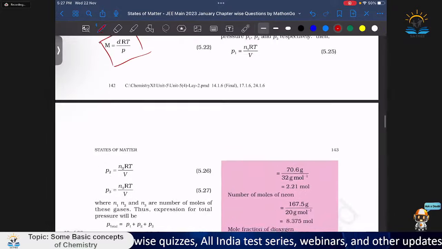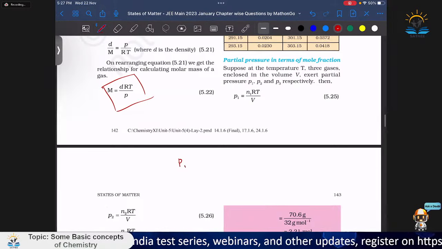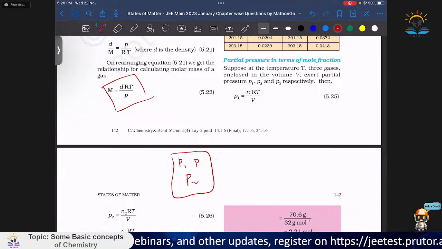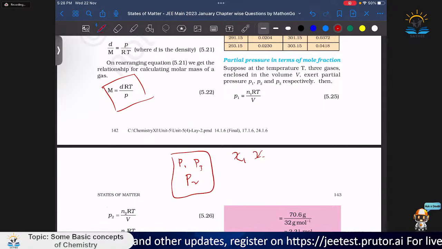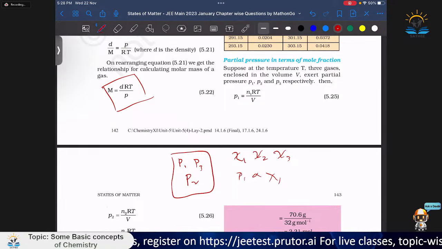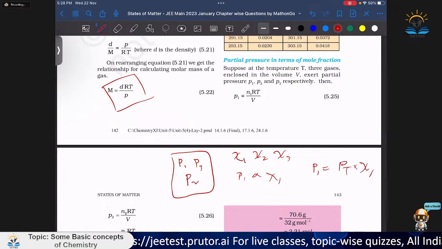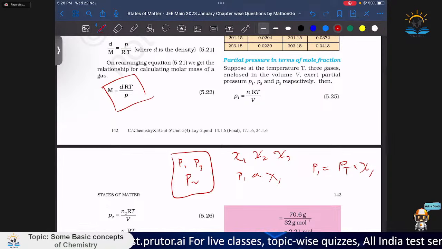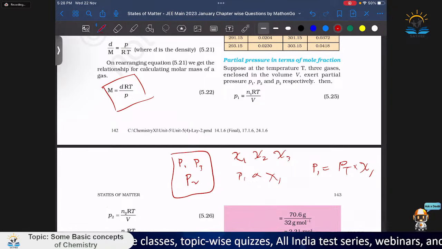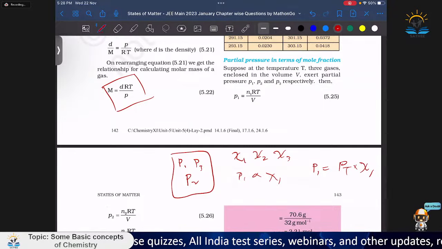Now, partial pressures in terms of mole fraction. Suppose there is a container with three gases, exerting pressures P1, P2 and P3, and their mole fractions are chi1, chi2, chi3. So P1 is directly proportional to chi1, so P1 is equal to P total into chi1. If we take the mole fraction of that gas and multiply it by the total pressure, we will get the partial pressure of that gas. Suppose the mole fraction of a gas is more, the partial pressure exerted will be more because that gas is more in amount, right? A higher mole fraction means the gas is more in amount.